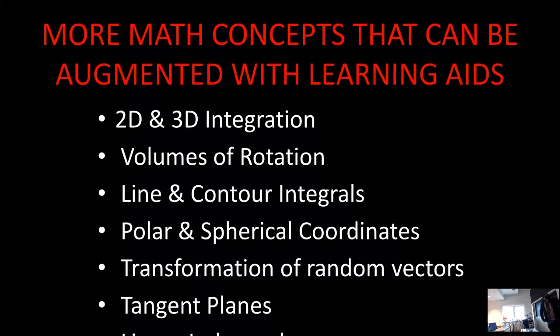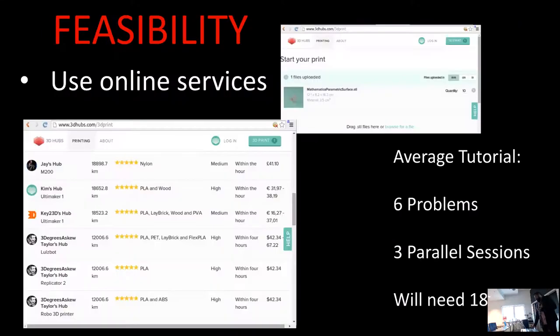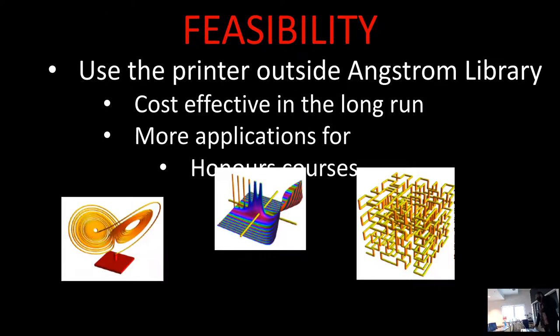Standard things in calculus could be 2D and 3D integration, volumes of rotation, line and contour integrals, polar and spherical coordinates, transformation of random vectors, tangent planes, and so on. And there are many ways to do this. There are online services you could go to. So if the average tutorial, say, has 6 problems and 3 parallel sessions, we need roughly 18 of these, and it costs under $100 to shop around. So that's not too much. And then you can throw them away after a couple of years, or recycle them, actually.